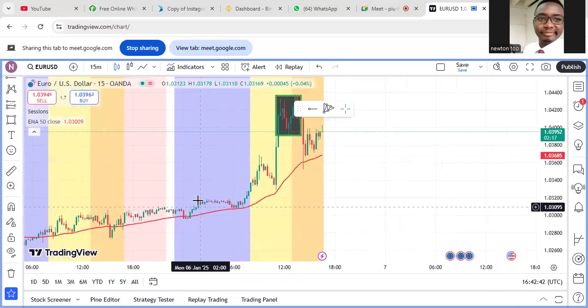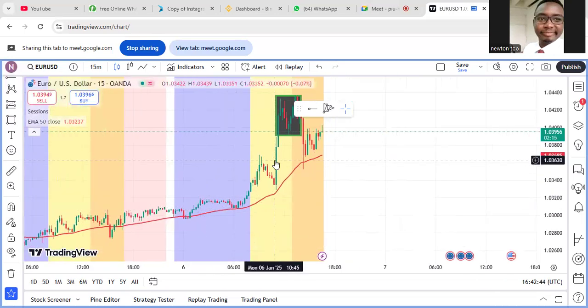Yeah. Today we had high volatility during the London Open, then high volatility during the New York Open. Now the market is ranging right now. There's not a lot of volume.